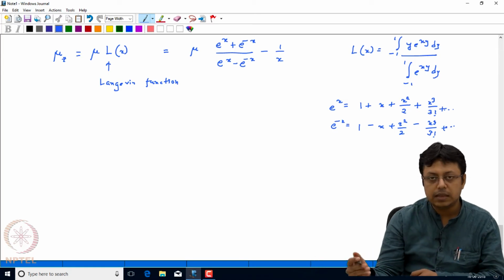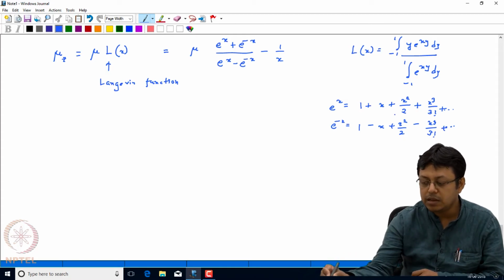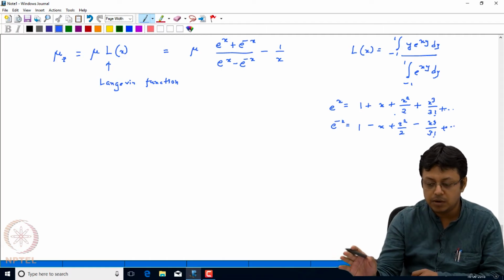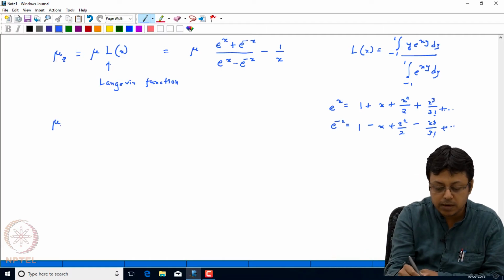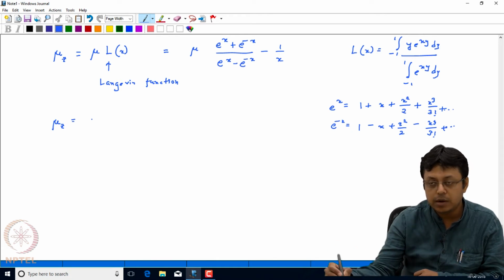So, now you can think about how many terms we will include. Now, I will show you. Suppose I just include the first two terms, 1 and x, but then I will have a problem. What is the problem? If I want to calculate mu z, I will not get an x dependence. Let us show it. If I just truncate x up to the second term. Now, why are we truncating it?